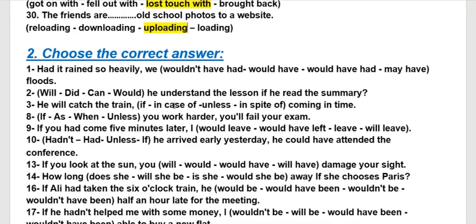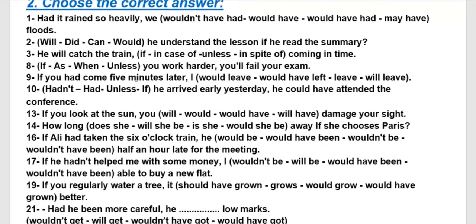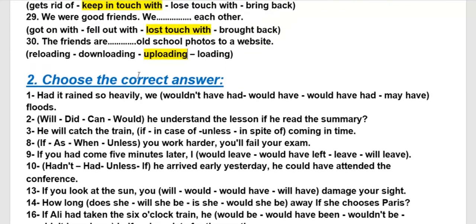Okay, this is the last part of grammar. In this part of grammar, you see, we are going to talk about the conditionals: zero conditional, first conditional, second conditional, and third conditional. As for zero conditional, you see present, because it states a fact. First conditional, the first part of the sentence is in present, the second part will and infinitive. Second conditional, past simple, would and infinitive. Third conditional, past perfect, and the second part is would have and past participle.